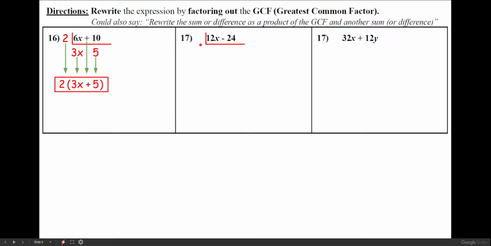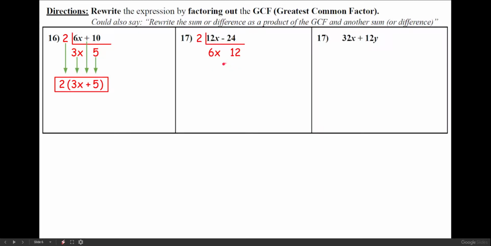Upside down double division, this ladder method. What can you divide both 12x and 24 by? Some of you may be quick and say 12. But let's say you're not that quick. Let's say you thought 2 works. So 2 times what equals 12x? Or 12x divided by 2 equals what? Well, you get 6x. 2 goes into 24 12 times.